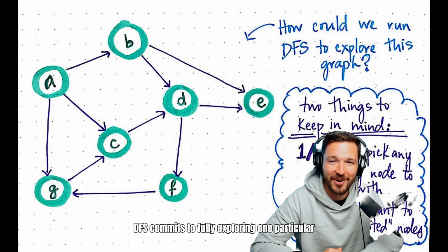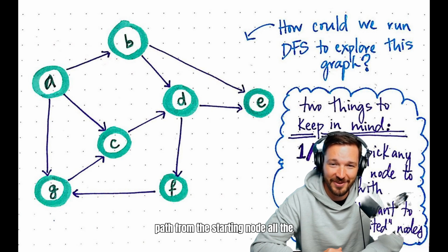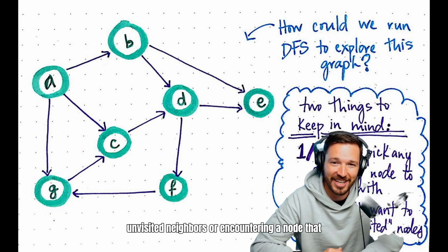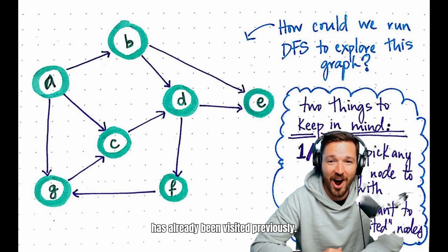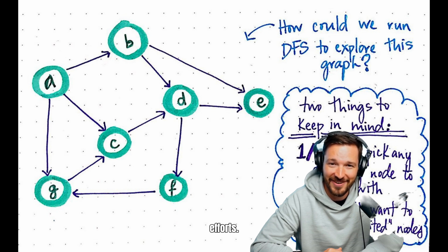DFS commits to fully exploring one particular path from the starting node all the way to its conclusion, whether that means reaching a dead end with no further unvisited neighbors or encountering a node that has already been visited previously. Only then does it consider redirecting its efforts.